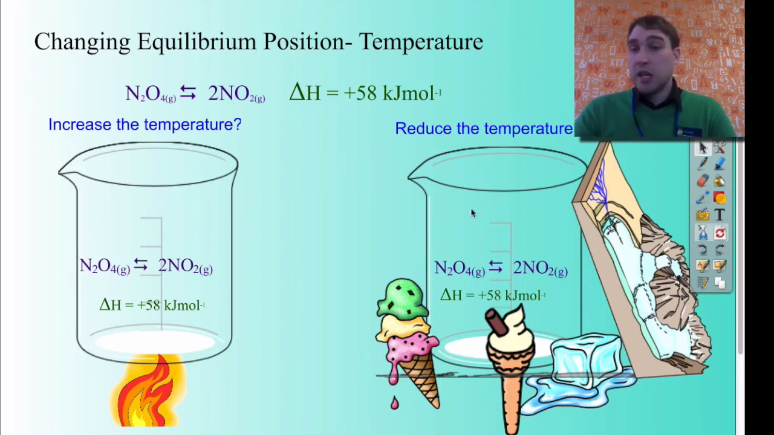If I cool down the system at equilibrium, so I've got this N2O4 NO2 system, if I cool it down, it's going to favor the exothermic direction. So by cooling it down, it's going to shift position over to the left, which is going to be exothermic. So it's going to produce more heat energy to get back to equilibrium.